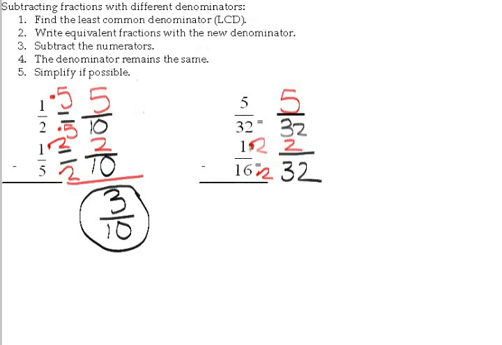5 minus 2 leaves us with 3. We subtract the numerators, and our denominator, 32, remains the same. And in this case also, the answer is in simplest form already. We cannot reduce 3 over 32, so that is our answer. And those are the steps for subtracting fractions with different denominators.